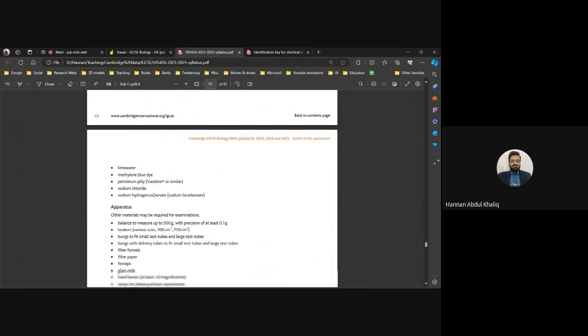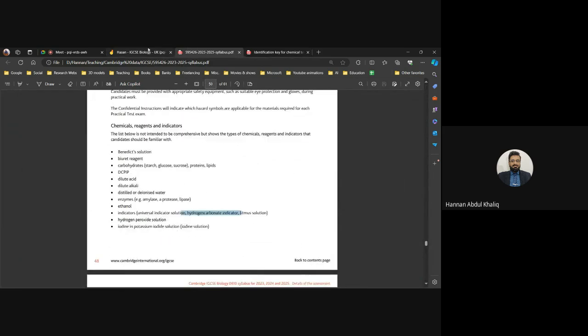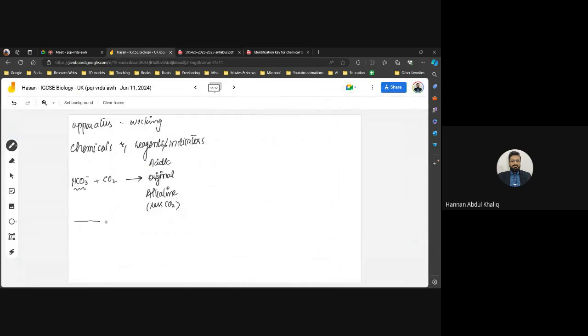Hydrogen peroxide, and then all these, we will be knowing about each and every one. So these are the chemicals and apparatus for an investigation. Understood?